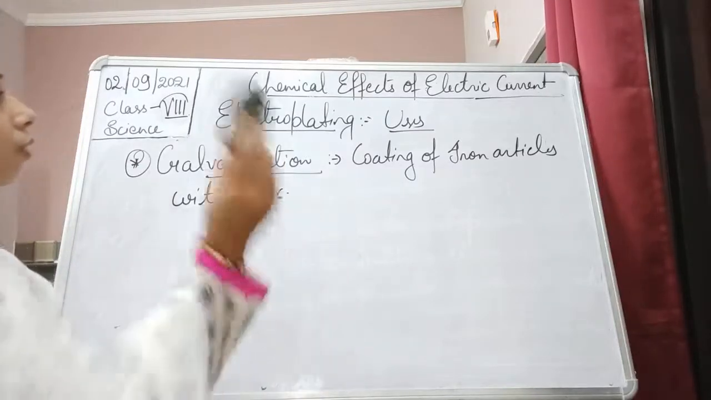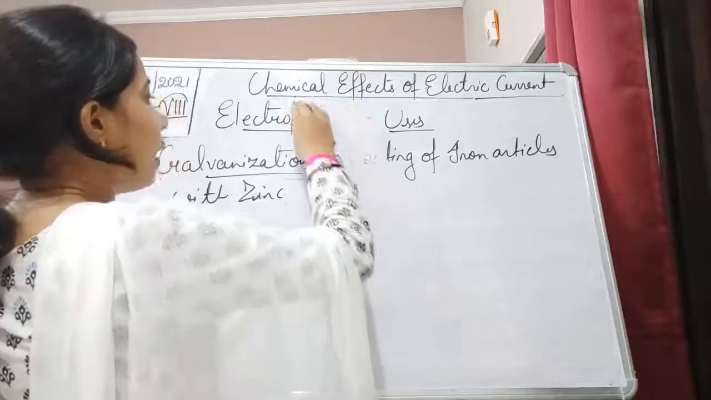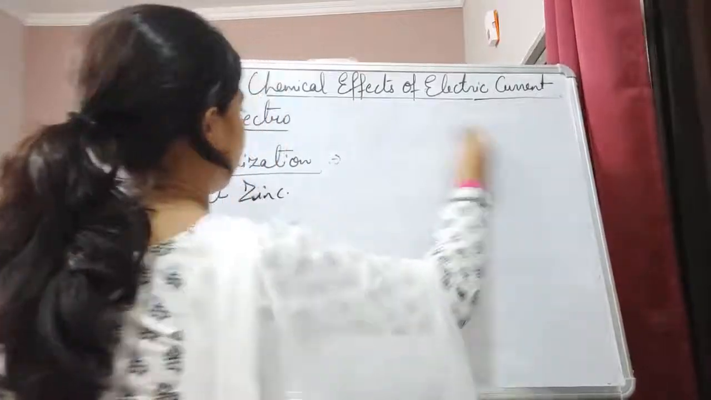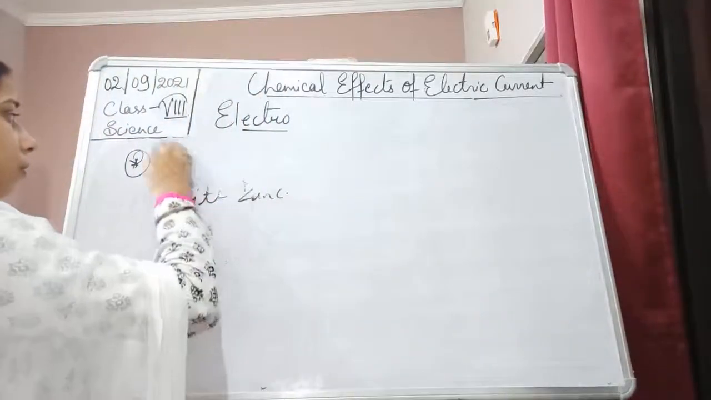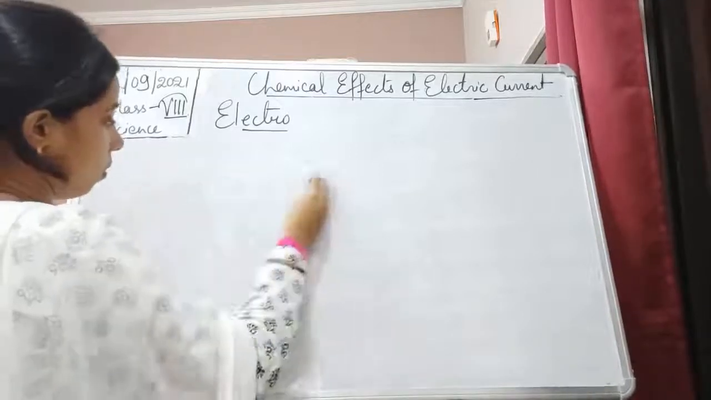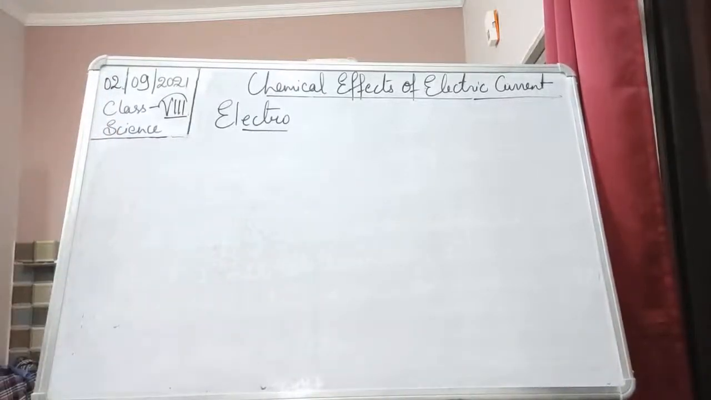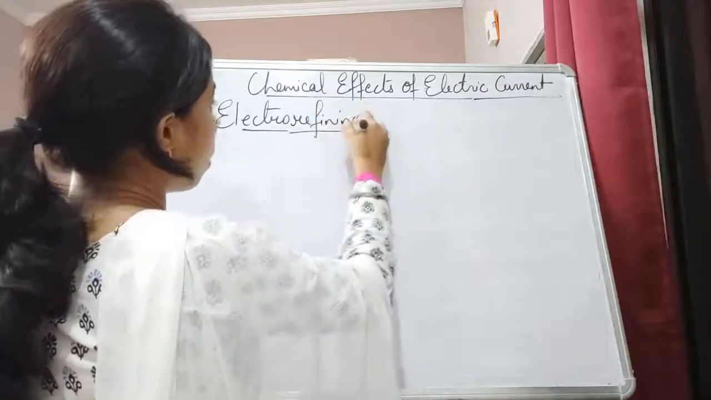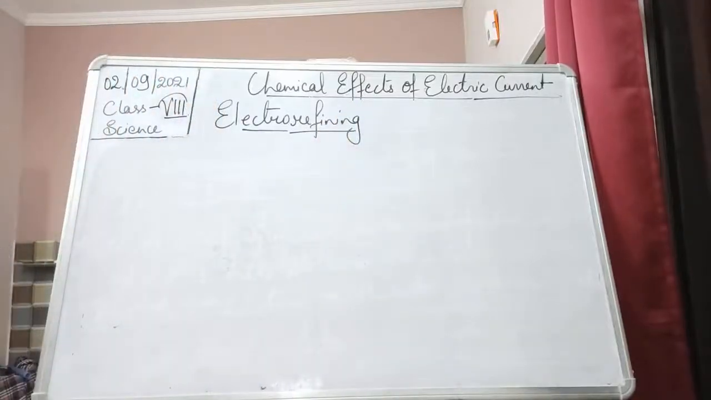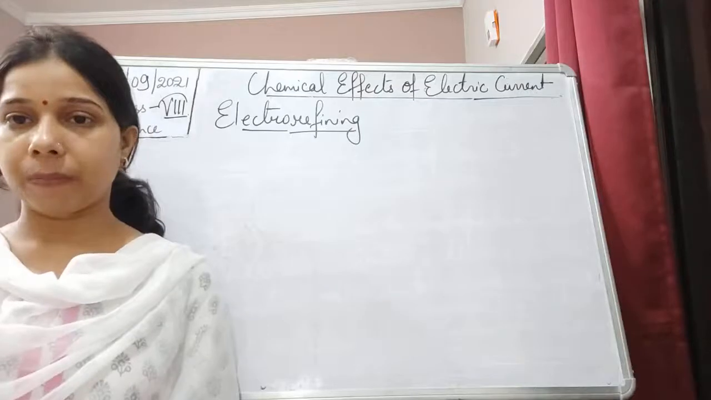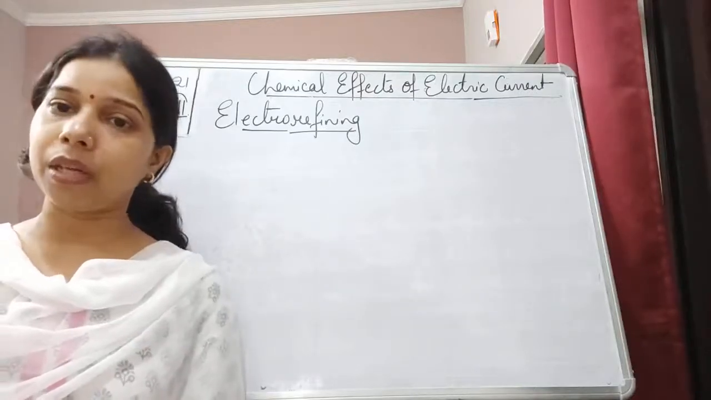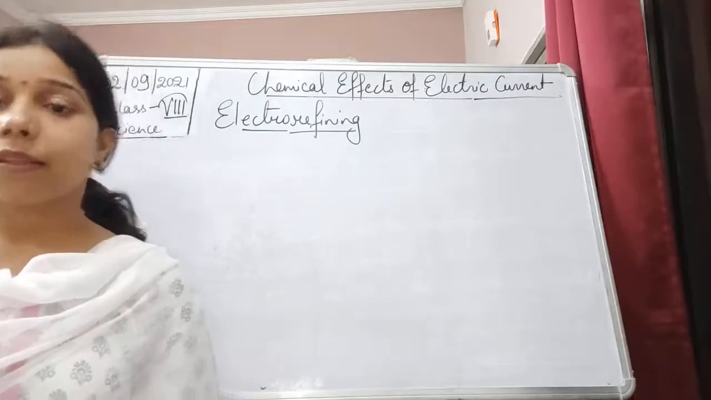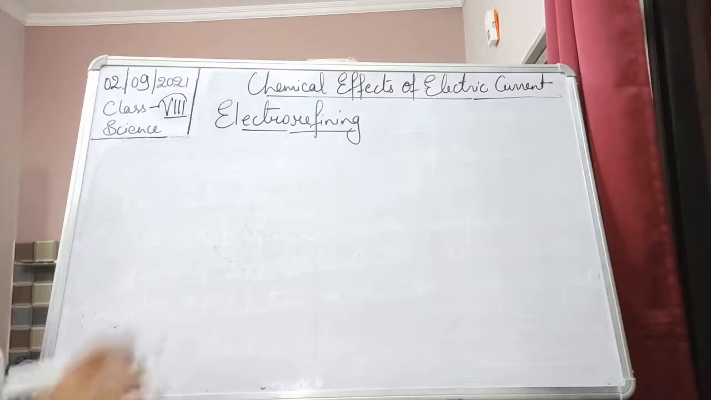Now let us see the other application of electrolysis, which is electrorefining. What happens in electrorefining, students? It is a method of purifying metal. Refining means purifying. So when we purify a metal through the process of electrolysis, we call it electrorefining.